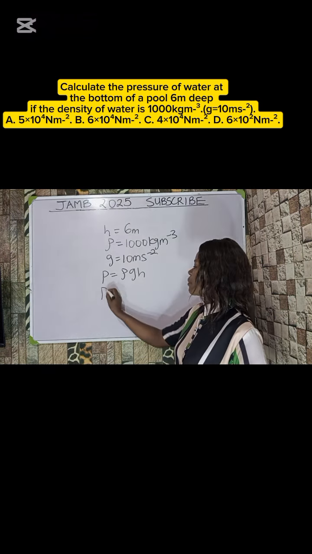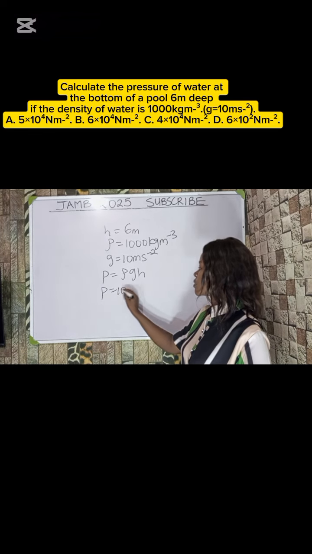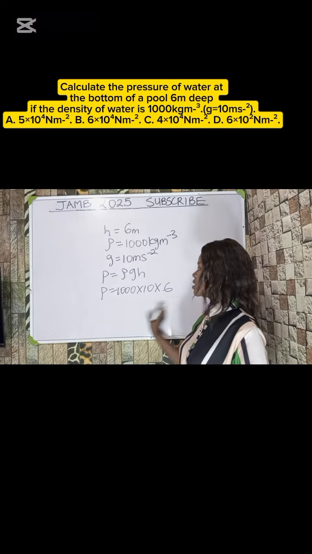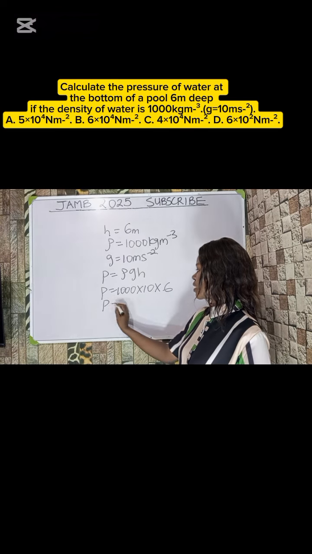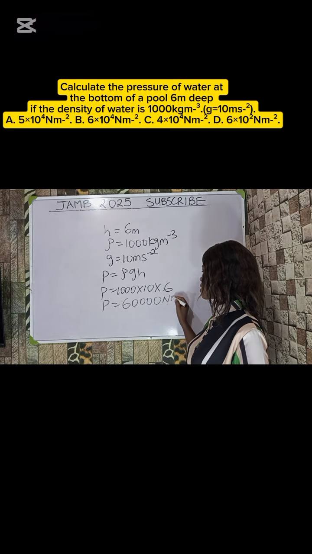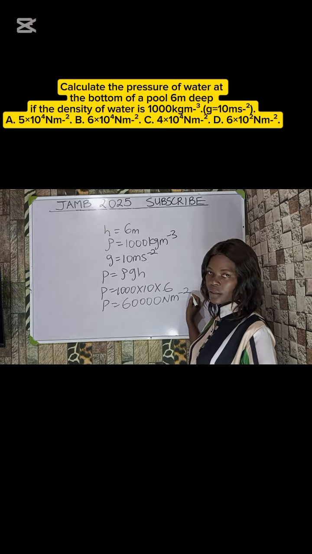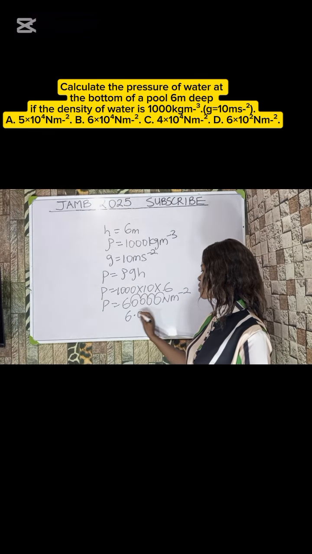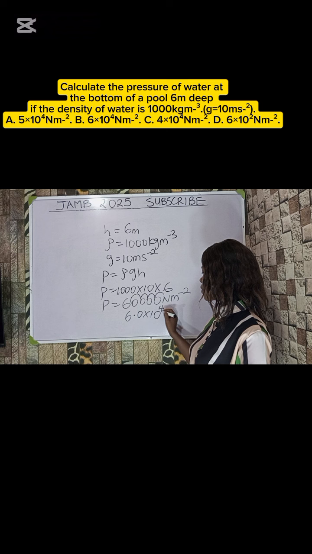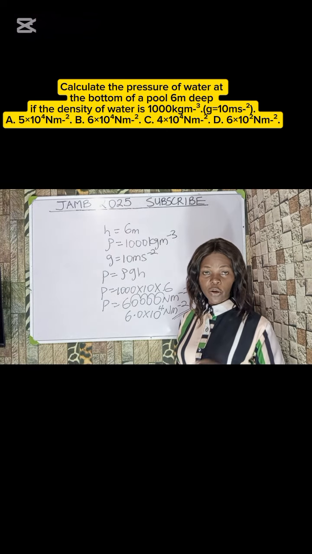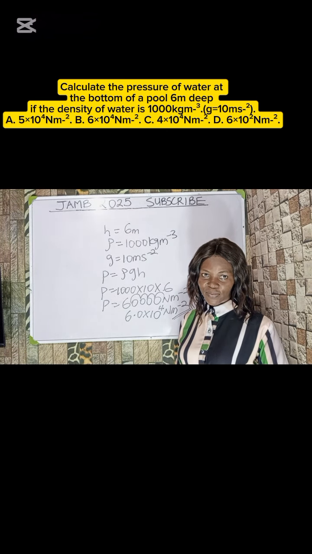So let's go. We have that pressure is equals to, what's my rho? 1000 times G is 10 times height is what? 6. Simply by multiplying, I'm going to have what? 60,000 Newton per meter square. 1, 2, 3, 4, right? Now this is 6.0 times 10 to the power of what? 4 Newton per meter square. I hope you understand. And from what we've got so far, the correct option to this question is option B.